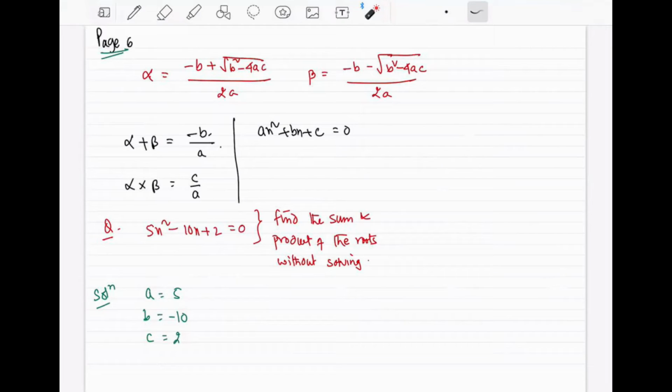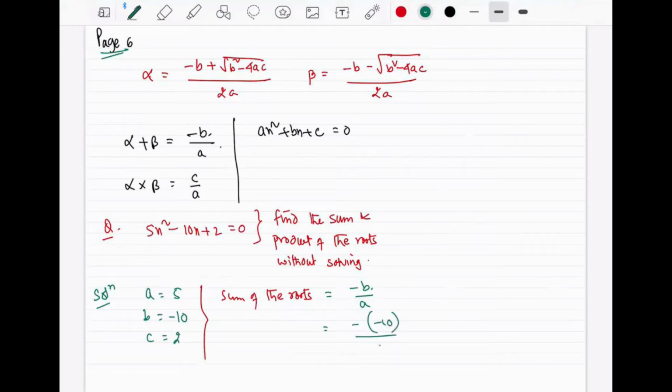Since we already know the sum of the roots is minus b by a, you can write alpha plus beta, but you have to define what alpha and beta are first. So don't write alpha and beta. Just write here sum of the roots is equal to minus b by a. So instead of b we write minus 10, divided by a, which is 5. Minus minus is plus, so plus 10 divided by 5, which is 2. Sum of the roots is 2. You don't have to find out what alpha and beta are, and then add them later. The question wants the product also, not only the sum.